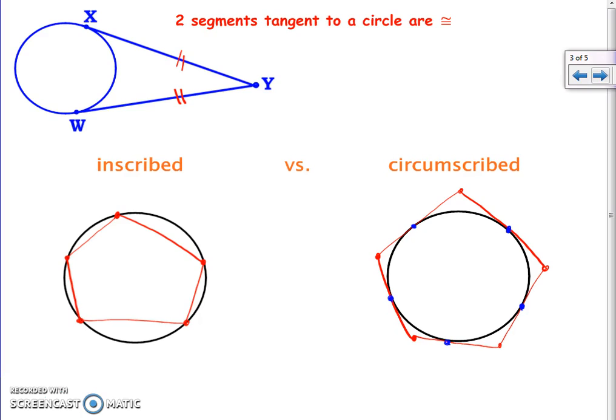So you'll notice this picture at the top, right here, these are two tangent lines. What do we know about these two green lines? They are the same as each other. So we're going to talk about that on the next page.